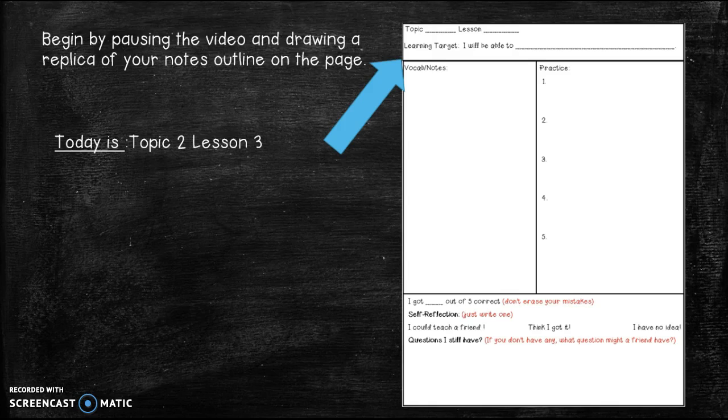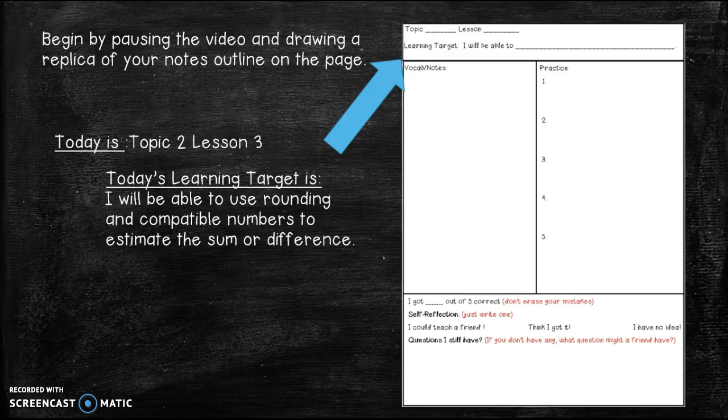Today we're going to be looking at Topic 2, Lesson 3. By now you already know that before you even start the video, you should have copied your notes page on your next open page in your notebook. Today's learning target is, I will be able to use rounding and compatible numbers to estimate the sum or difference.